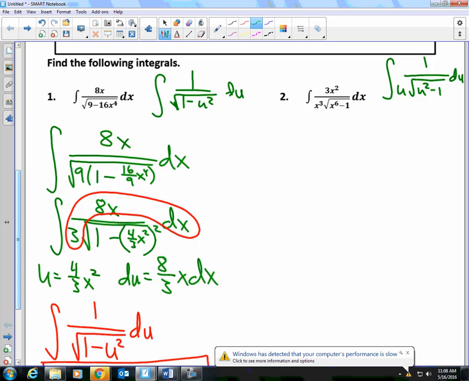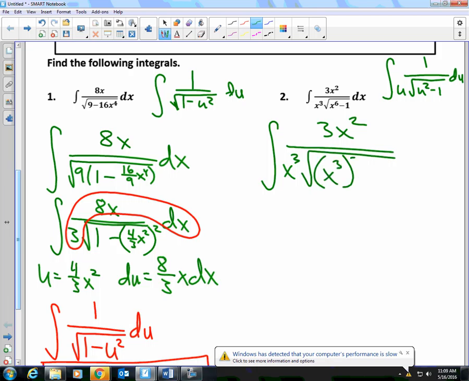What would you square to get x to the 6th? x to the 3rd. So I'll rewrite this as 3x squared over x to the 3rd times the square root of x to the 3rd squared minus 1 dx. This is extremely important that you pay attention to this next step. What is u? Look at this. u is x to the 3rd. Do you have the same thing sitting there?